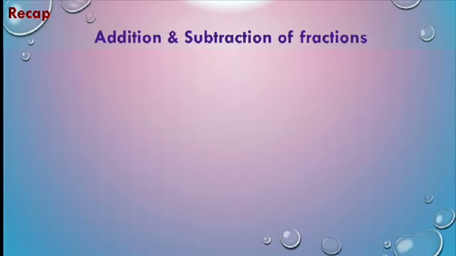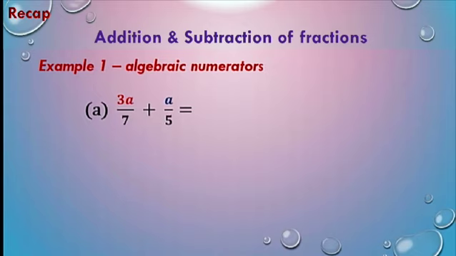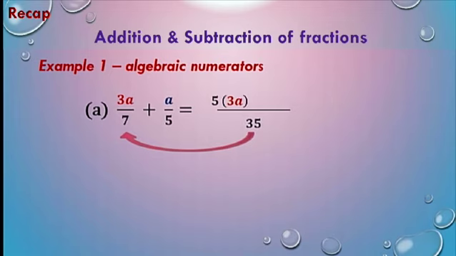For example, 3a over 7 plus a over 5. Now look at these two algebraic fractions. We can see that we have algebraic numerators. In the denominators, we have only integer values. So first, we are going to take the LCM of 7 and 5, which is 35. We are going to divide 35 by 7. We have 5. We multiply this 5 by the numerator of the first fraction, which is 3a.